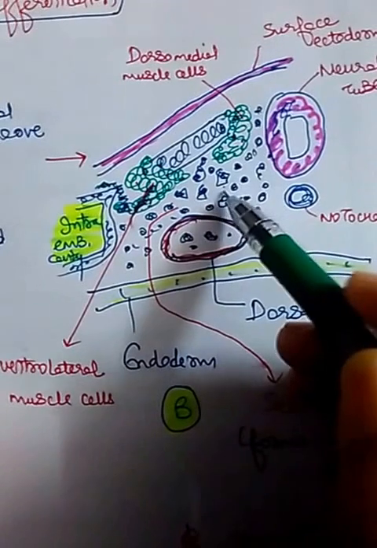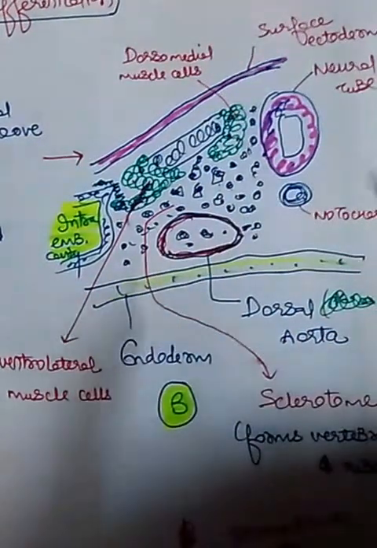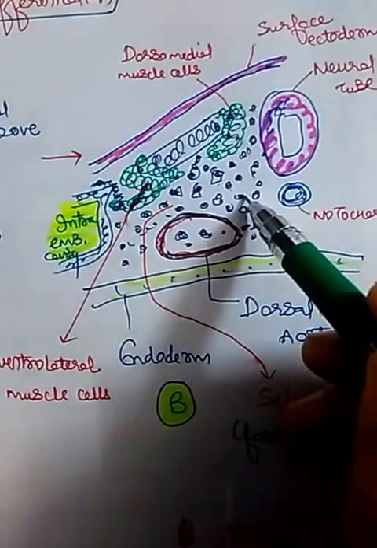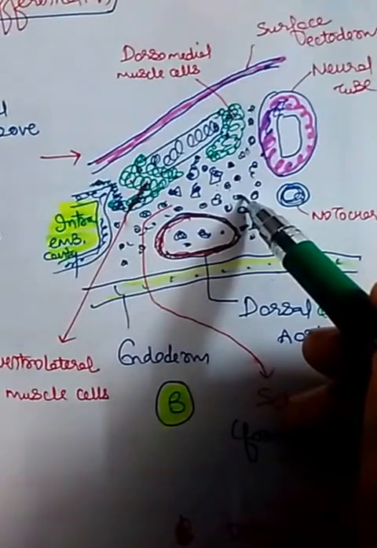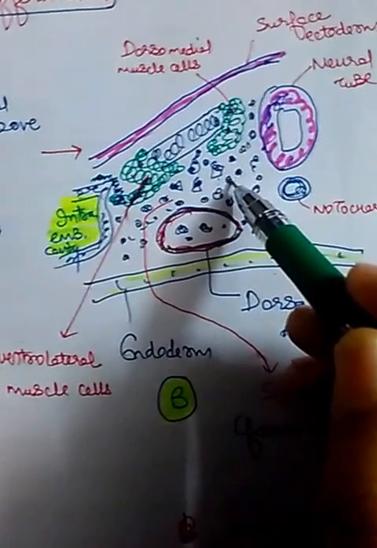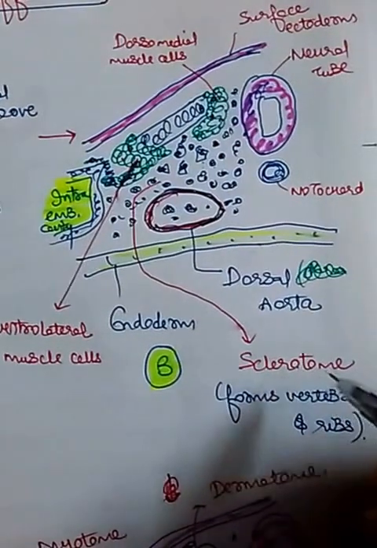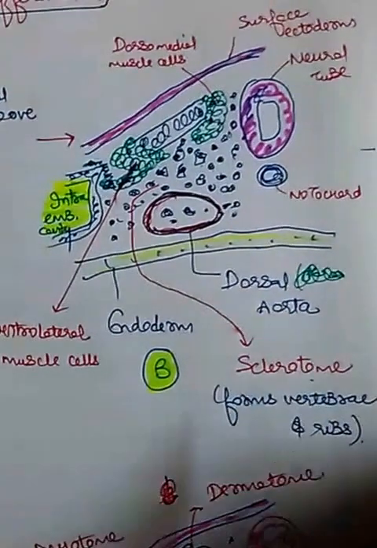They arrange themselves around the neural tube and notochord completely, and this gives rise to the sclerotome, this mesenchymal part which has lost its epithelial characteristics. Now this sclerotome forms the vertebrae and ribs.